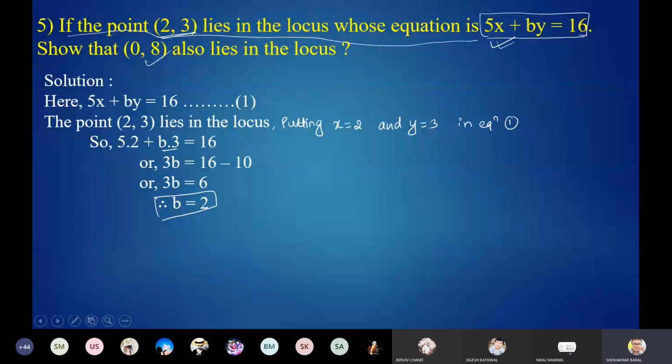But in few other slides we will be finding the actual locus.